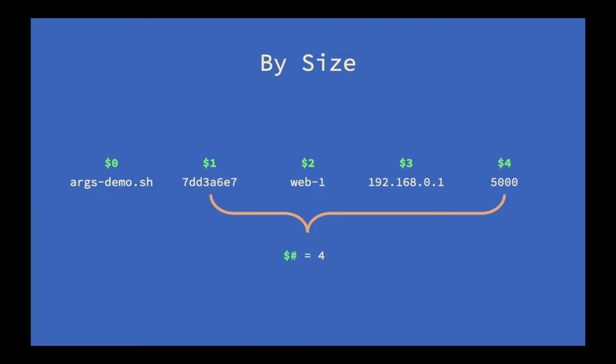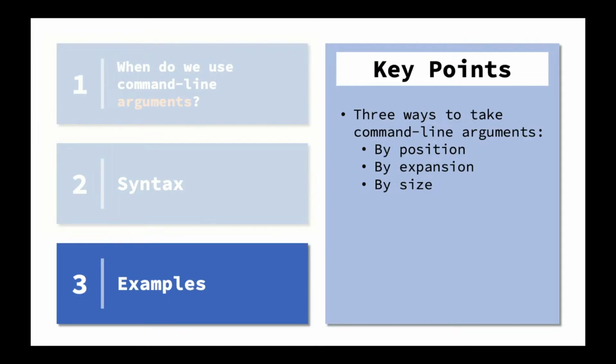So let's take a look at some real-world examples to see the situations they can apply. We're gonna go through some examples in the 3 types we've just seen. They're by position, by expansion, and by size. All the example files shown here can be found on my GitHub repository. You can find the link in the description box below. Now let's have a look at the first one.